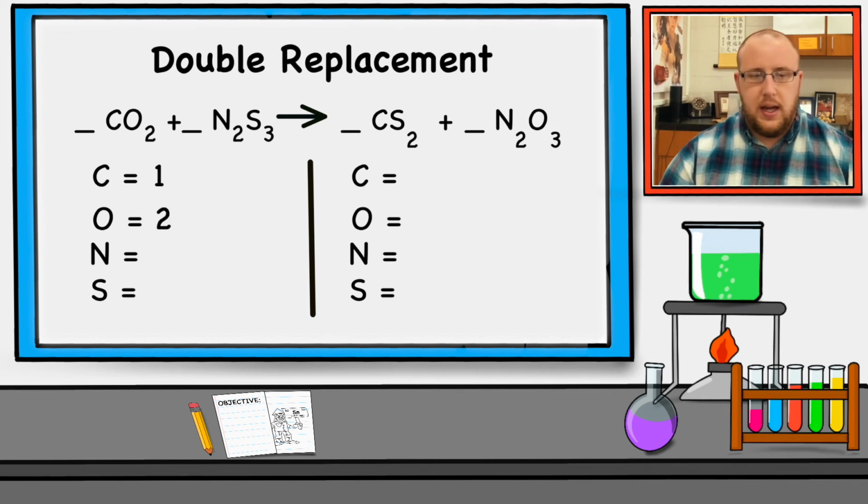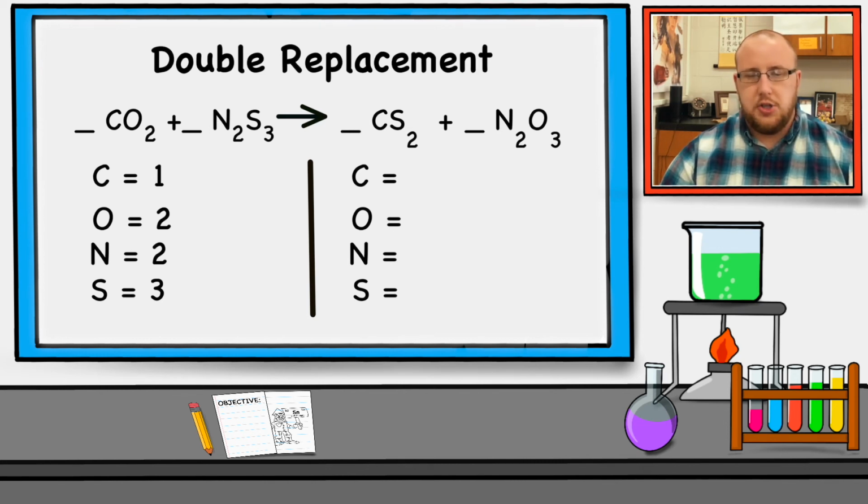Our nitrogen has a subscript of 2, but no coefficient, so we have 2 to start. And our sulfur has a subscript of 3, but no coefficient, so we have 3 to start. So to start out, on our reactant side we have 1 carbon, 2 nitrogens, 2 oxygens, 3 sulfurs. Now let's do our product side.